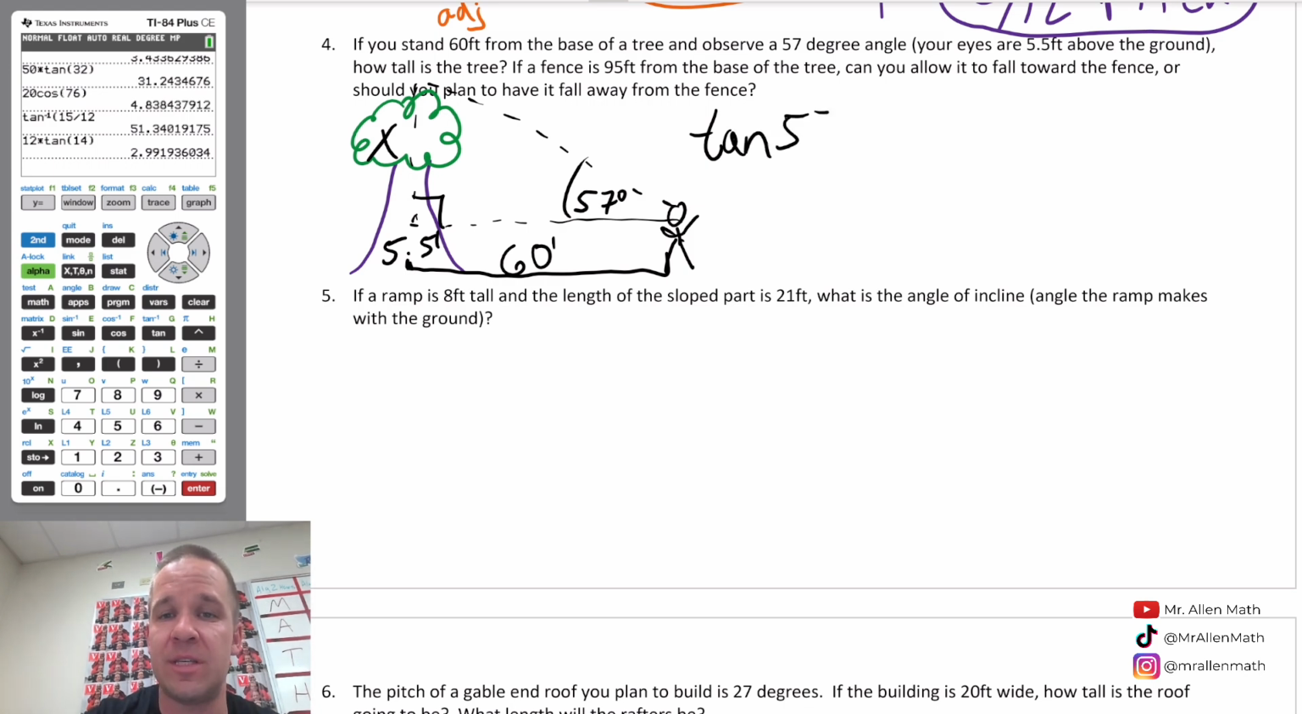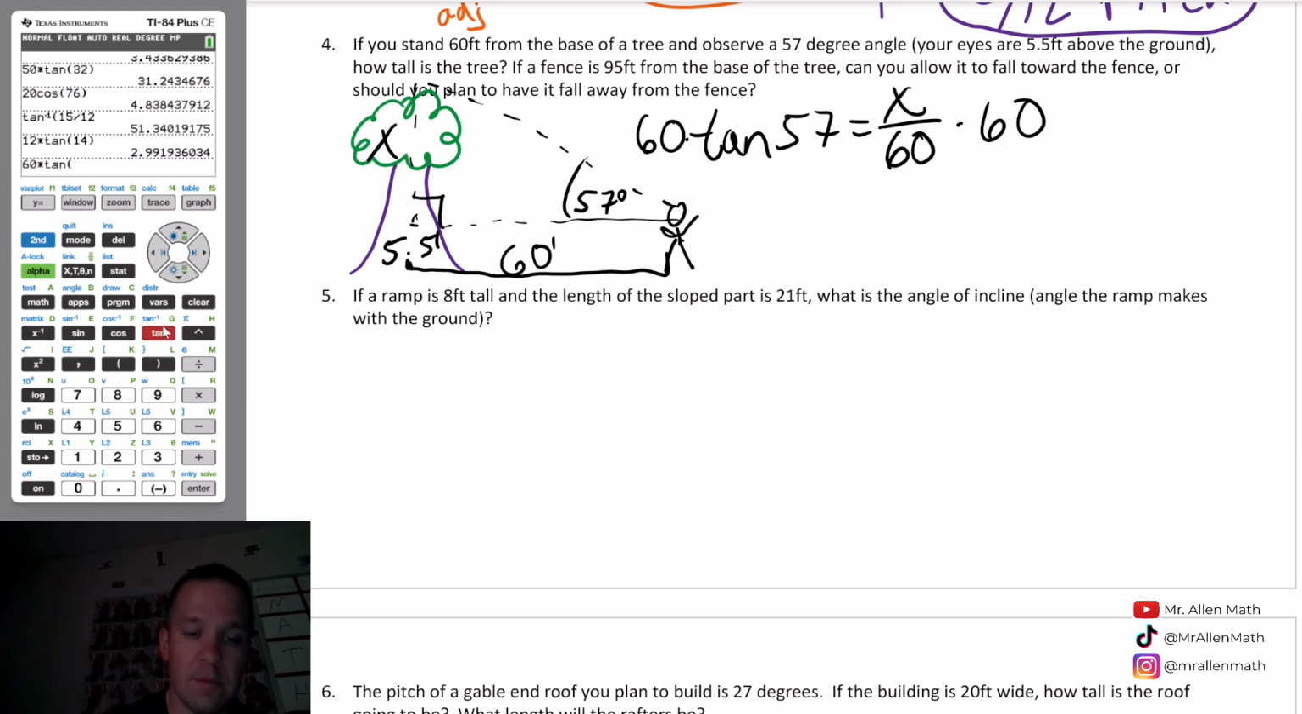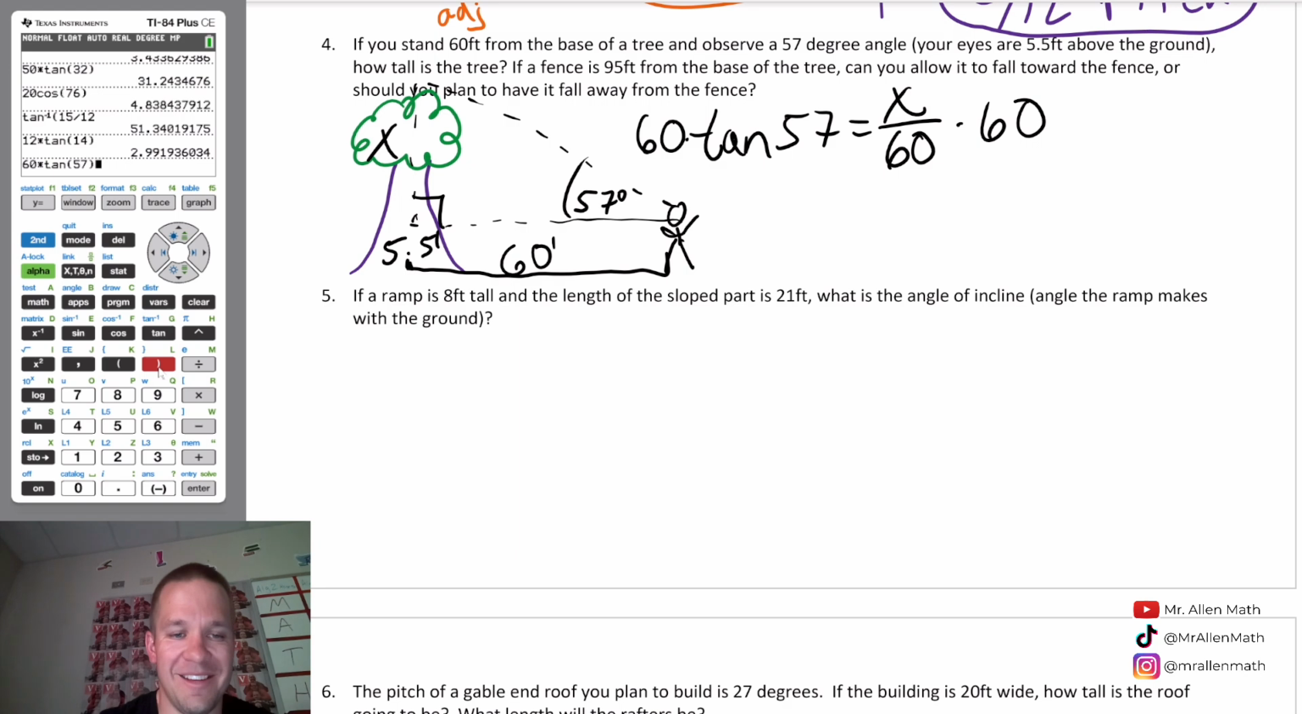Tangent of 57 is equal to my unknown opposite over my known adjacent. I can just multiply by 60 on both sides. So now I can type that in. So we got 60 times tangent of 57. Equals 92, but I got to add that 5 feet, and we end up with 97.